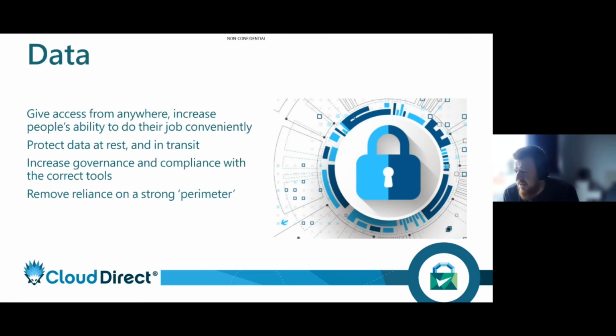We've also got data as an additional pillar. So what we're trying to do with data is give access from anywhere, increase people's ability to do their job conveniently. So we want to make sure that people can access what they need to access. If you've got documents that people need to get to, we want to enable that. What we also want to do, though, is protect that data, both at rest and in transit. So we don't want that data to be sat somewhere where it's unencrypted. We don't want that data to be getting sent outside of the organization in ways that we're not aware of.